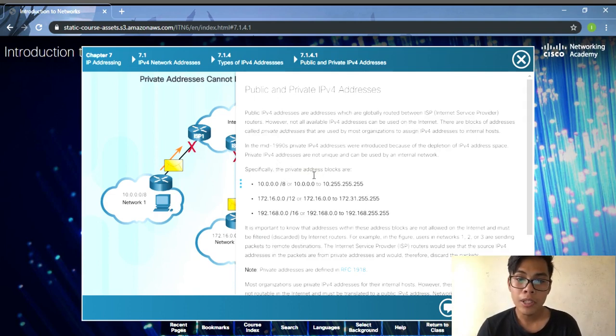Specifically, the private addresses are blocked, so it means that the ranges of the private addresses are from 10.0.0.0 to 10.255.255.255, 172.16.0.0 to 172.31.255.255, and 192.168.0.0 to 192.168.255.255. So those are the IP blocks for the private IP addresses.